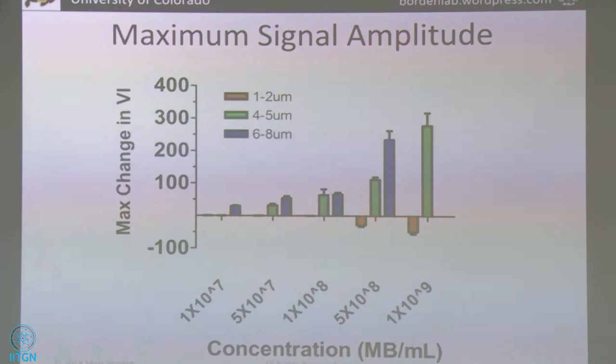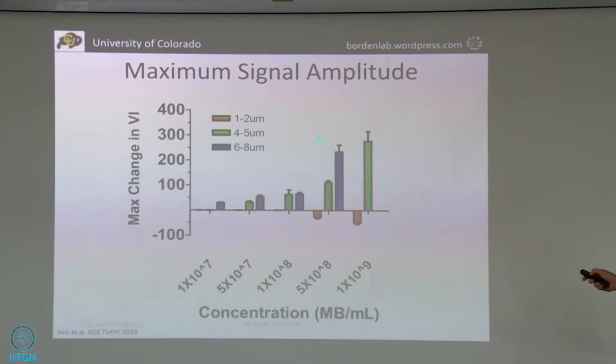This is the maximum change of video intensity as a function of bubble concentration in microbubbles per milliliter injected, ranging from 1 × 10⁷ to 1 × 10⁹, so 2 orders of magnitude. With the 6 to 8 microns, you see a nice increase. With 4 to 5 microns, you see a nice increase. You don't have 6 to 8 at this higher concentration because they become quite concentrated. They're big bubbles, and at that number we start getting a significant volume fraction. That changes the viscosity of the fluid. It becomes more like a viscoelastic fluid, a higher viscosity fluid. And then with 1 to 2 microns, basically not much contrast, and at the higher concentrations we're actually getting a negative contrast.